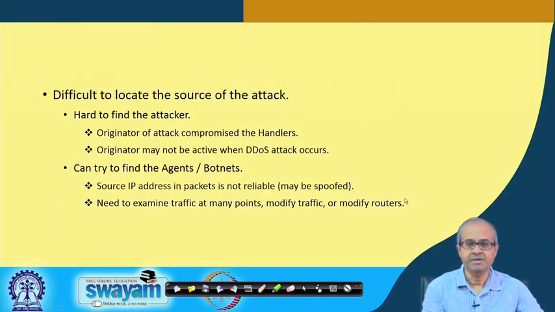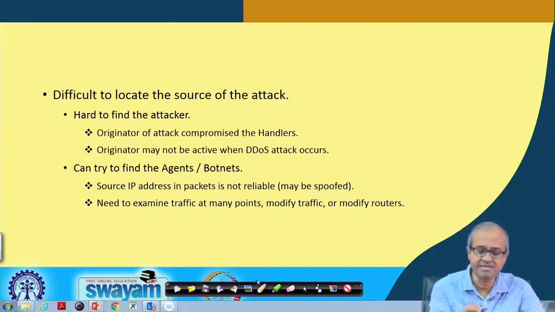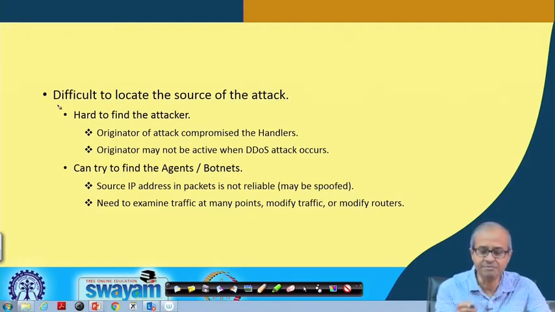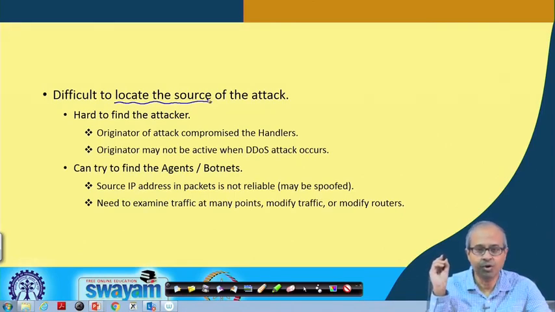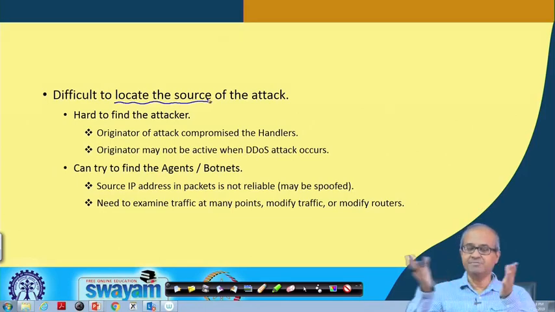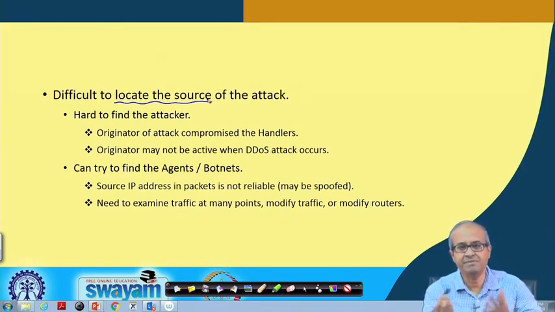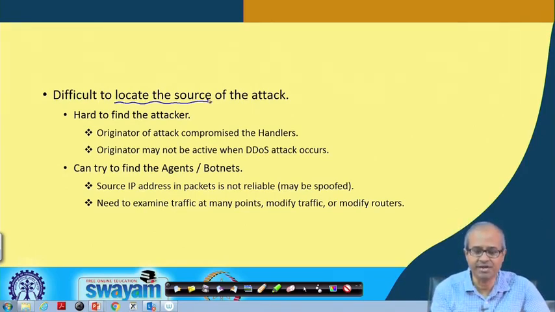Now, as I said, this kind of distributed denial of service attack is difficult in terms of locating the source, the originator of the attack, where the attacker is located, because the attack is mounted by other machines. The original attacker may not be in the picture at all when the attack is being mounted. So, there are some approaches which may be followed to try and locate the attacker.